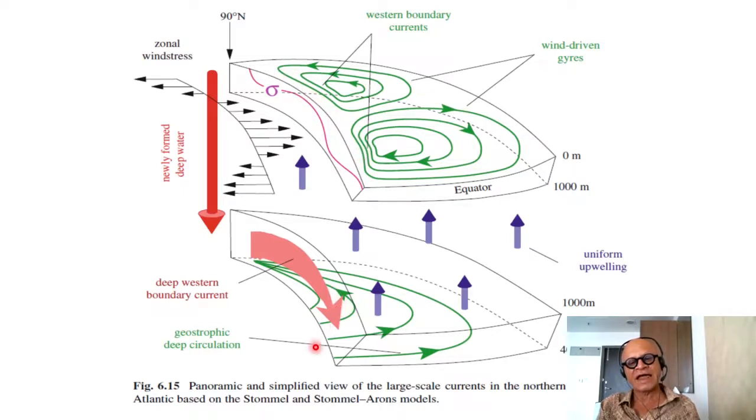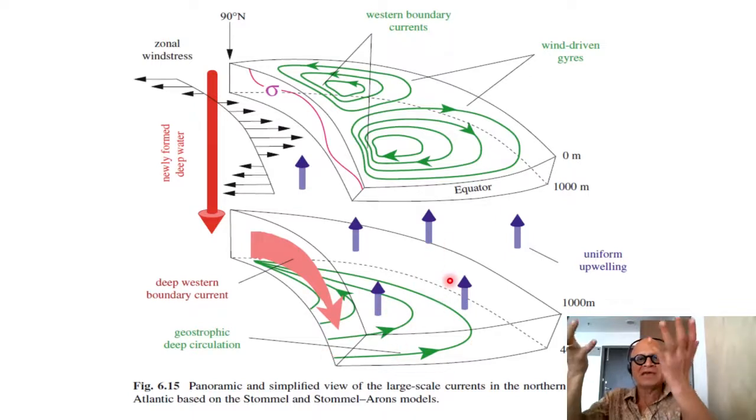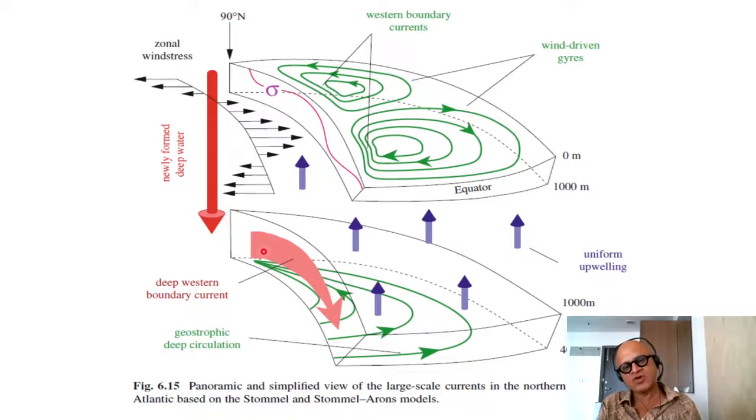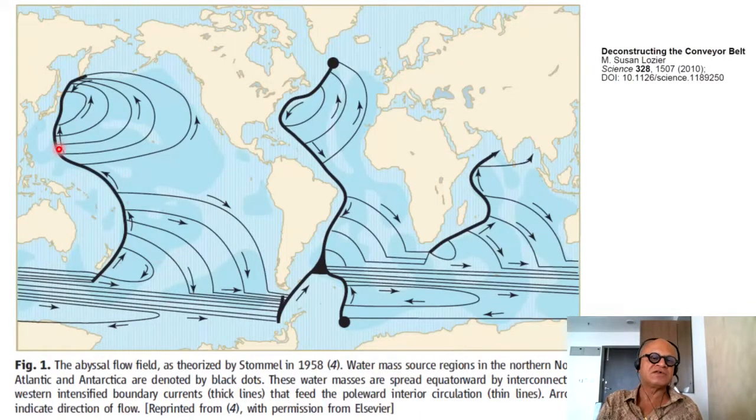And Stommel and Arons assumed in a simple way that in the interior there was broad upwelling to compensate for the sinking of the deep water, and the boundary flow was going south but feeding this interior geostrophically balanced flow and getting weaker. Well, that was a simple assumption, and their figure looked like this. So they had northward near-surface flow to compensate for the deep water formation, and a southward boundary current. Sorry, I'm in the wrong place.